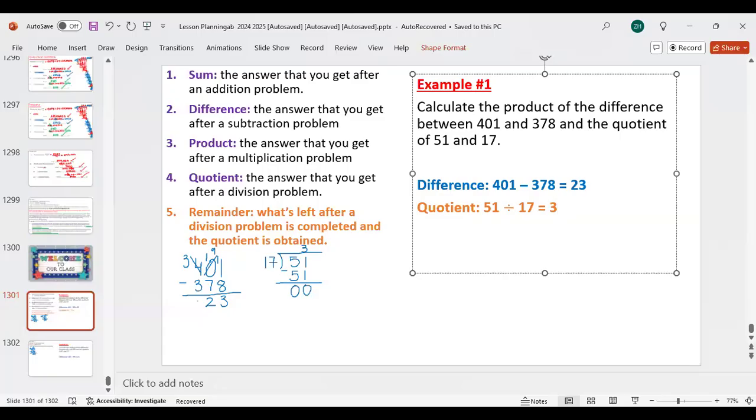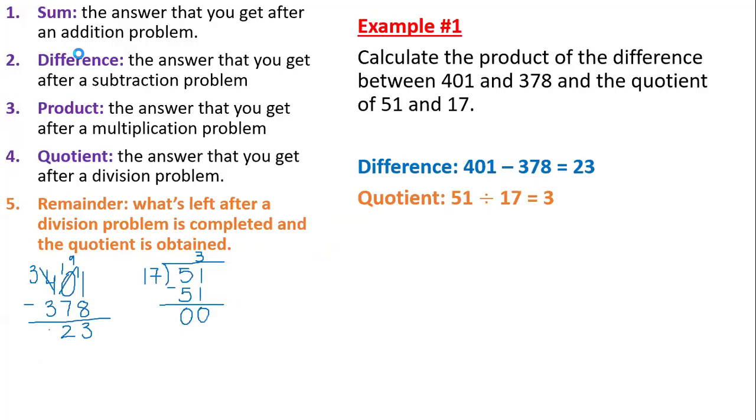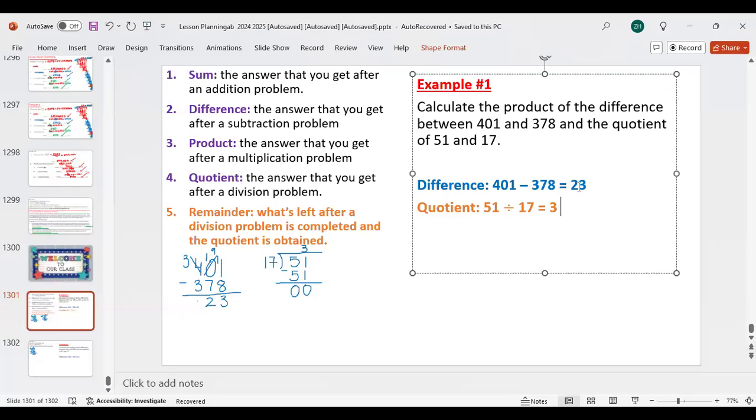Okay, so we found the difference. We found the quotient. I think we're finished now, right? Are we done? Are we completed? No, sir. What do you mean we're not completed? We already found the difference. We already found the quotient. Now we have to do what? Multiply 23 by 3. Very good. So the answer we got for the difference, which is 23, and the answer we got for the quotient, which is 3, we have to multiply them.